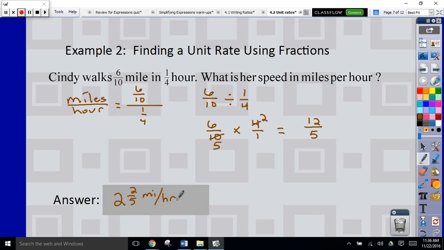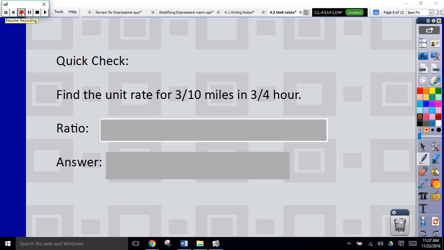Okay, next one is another quick check. So I'll give that one a try. Okay, let's go over the quick check. Find the unit rate for 3/10 miles in 3/4 hour. First, tell me what the ratio would be. David? 3/10 miles over 3/4. Good, so we'd have 3/10 over 3/4. Okay, let's write that out as regular division. 3/10 divided by 3/4.